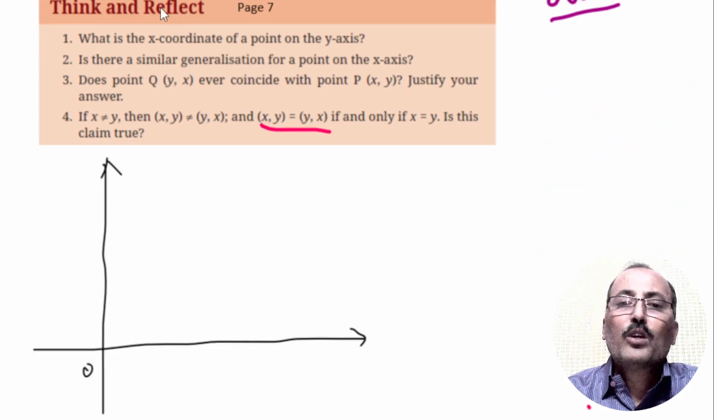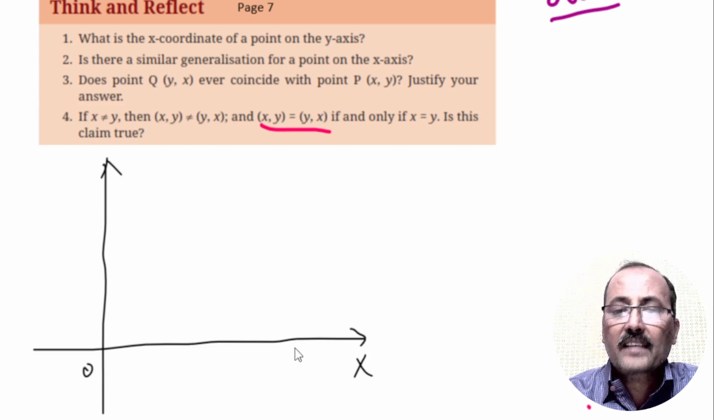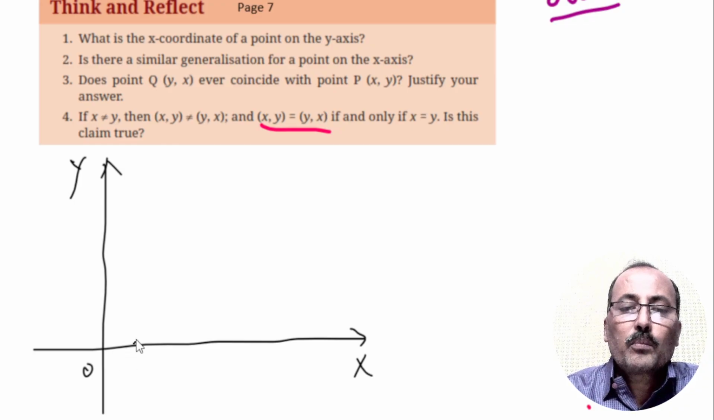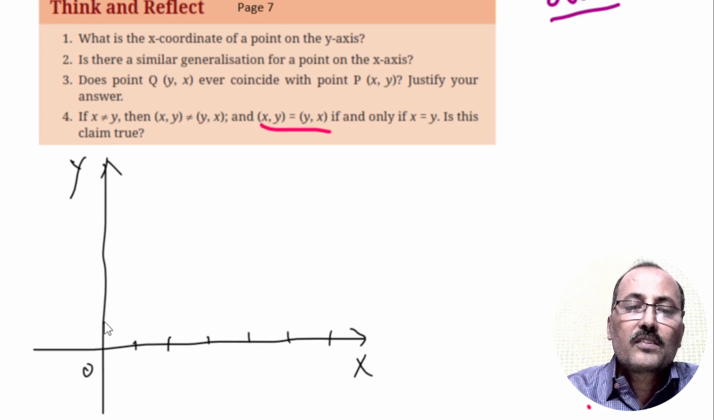Now let me go to Think and Reflect from page number 7. What is the x coordinate of a point on the y-axis? I wrote x coordinate here. Yes, this is x and this is y. Now we have to mark the points 0, 1, 2, 3, 4, 5, 6. Here also 1, 2, 3, 4, 5, 6.